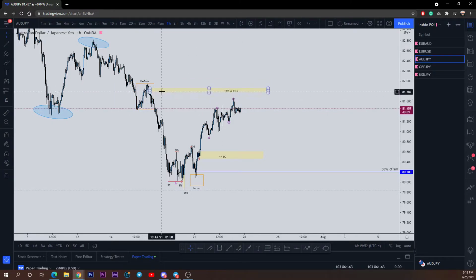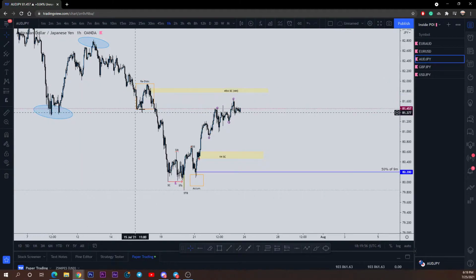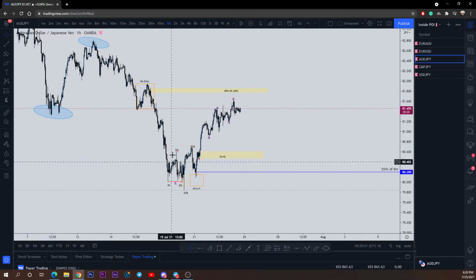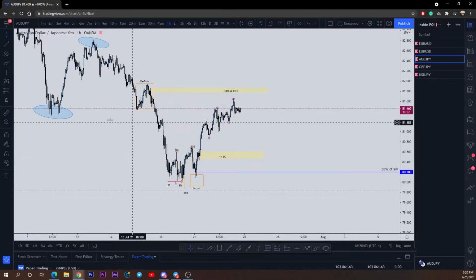This whole area is a redistribution, okay? And the reason I marked out this area is because this area was the last reaction here before we came down. So this is our slingshot, okay? This is our last buy before the sell, just like your AUD is opposite. So this is our slingshot area.